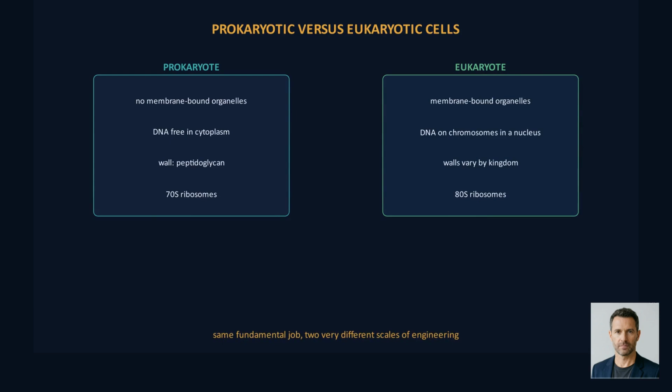The headline difference is compartmentalization. Eukaryotes pack their interior with membrane-bound organelles, while prokaryotes have none. Their genetic material is handled differently too. In a prokaryote the DNA floats free in the cytoplasm, in a eukaryote it is packaged onto chromosomes inside a nucleus. Even their cell walls differ, with the prokaryotic wall built from peptidoglycan while eukaryotic walls vary from kingdom to kingdom. And down at the level of the protein factories, prokaryotes run smaller 70S ribosomes against the larger 80S ribosomes of eukaryotes. Same fundamental job, 2 very different scales of engineering.